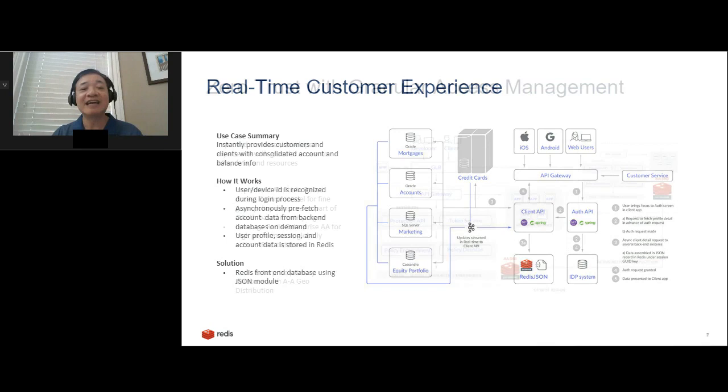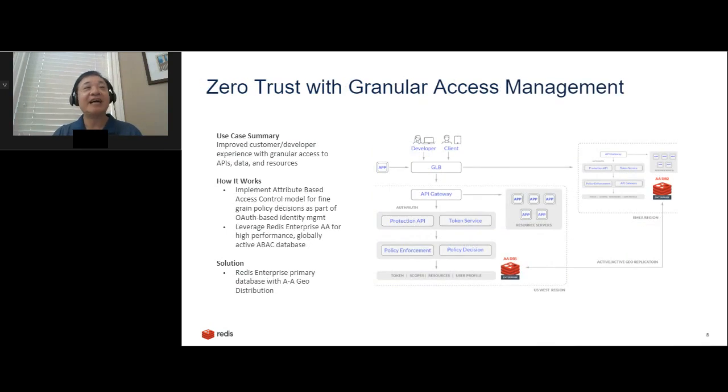The second use case I find really, really interesting. A lot of institutions, a lot of companies are moving to a zero trust model. In this particular case, this financial institution was developing their own homegrown OAuth-based identity management solution. They also wanted to implement an attribute-based access control model to provide much more granular access to not only the APIs, or data, but also the underlying resources and infrastructure behind those applications.